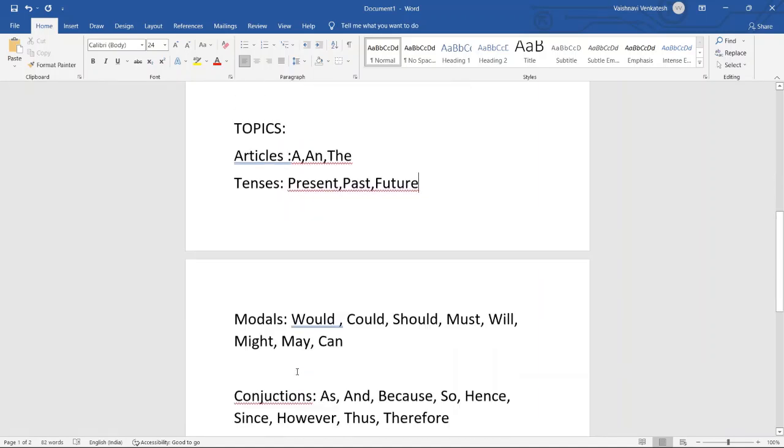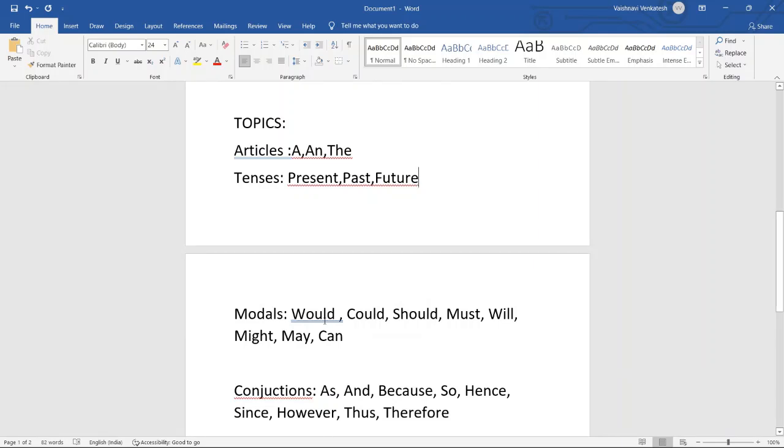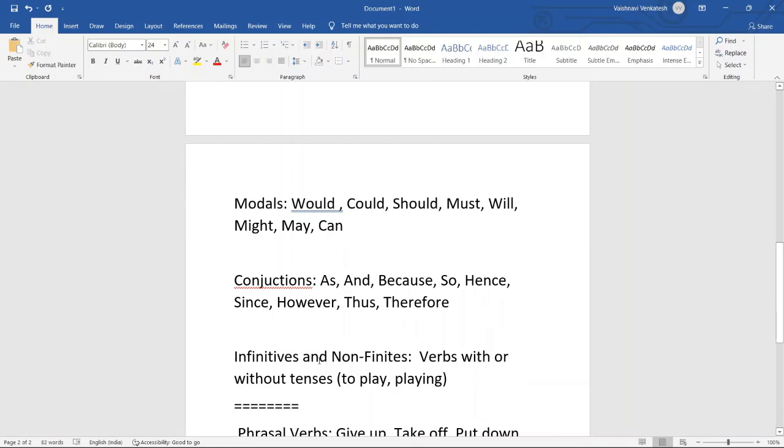Then comes modals. Modals are words like would, could, should, must, will, might, may, or can. Any of these might come. There are even more, but these are the majority of the words that will be asked. And then comes conjunctions. Conjunctions are small words used to join two sentences. So when you have two sentences that are split by a full stop, you can take out the full stop and instead of the full stop, insert these words. The conjunctions are as, and, because, so, hence, since, however, thus, and therefore. Again, there are more conjunctions available, but these are the majority of the conjunctions that you will use.